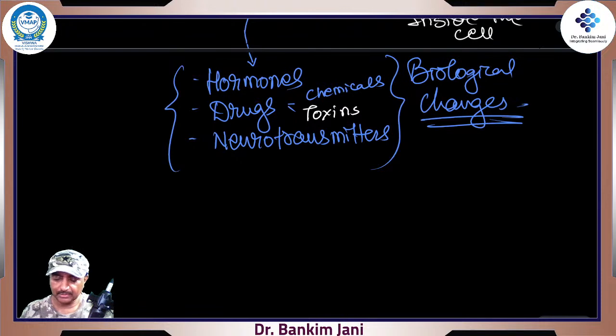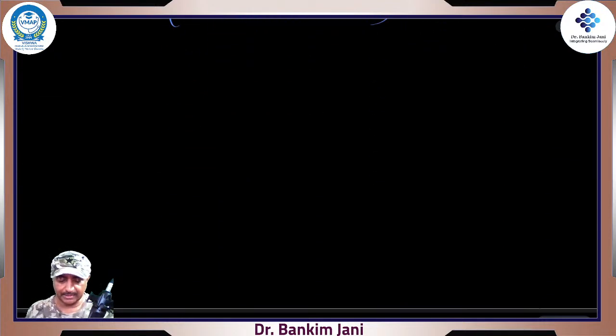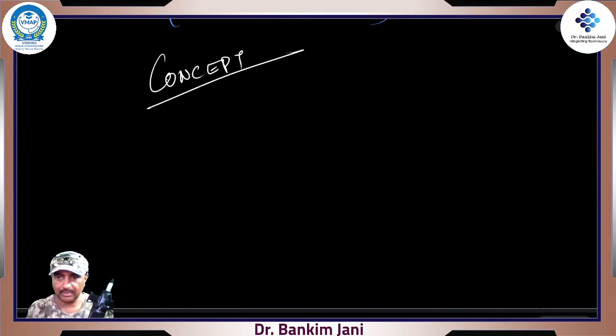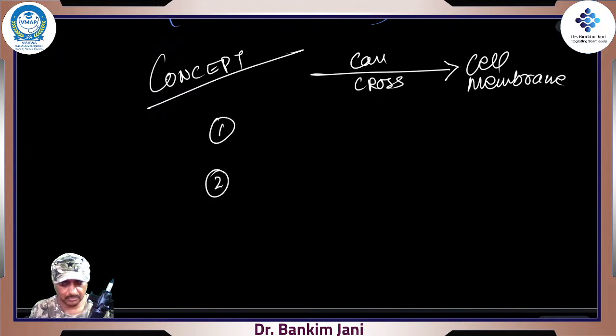So these are all the biological changes. They should occur with the help of a ligand, and we'll call it a receptor only when it is making these changes inside the cell. We go back to yesterday's concept, because this concept would be vital for understanding everything today. One was who can cross the cell membrane, and we'll write it like this: cell membrane. So can cross: one, two, three.